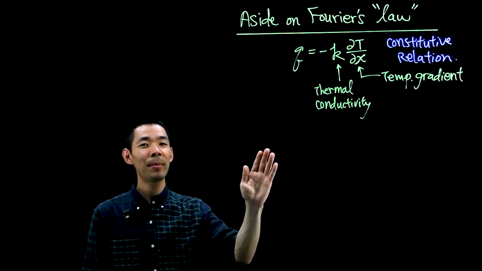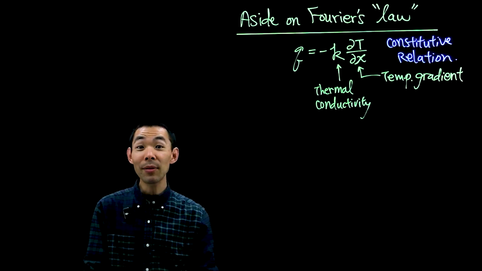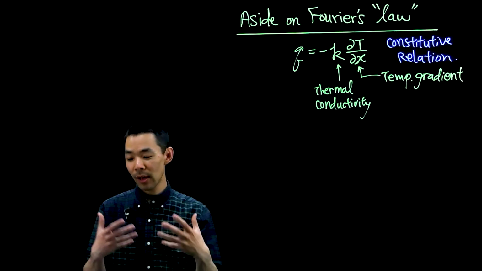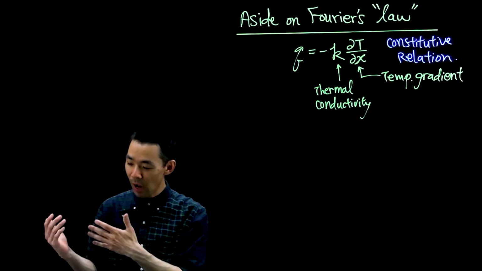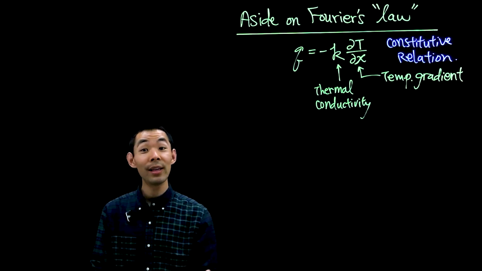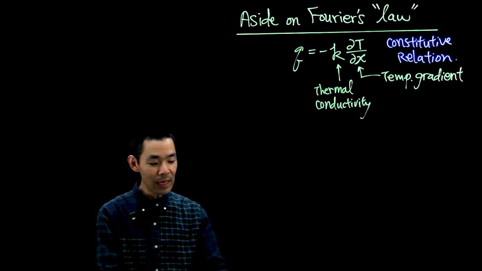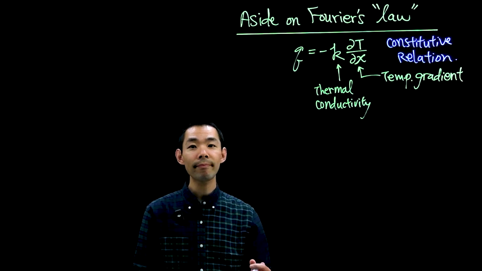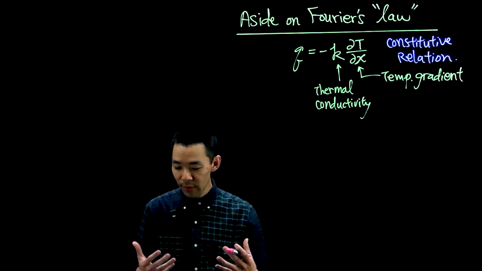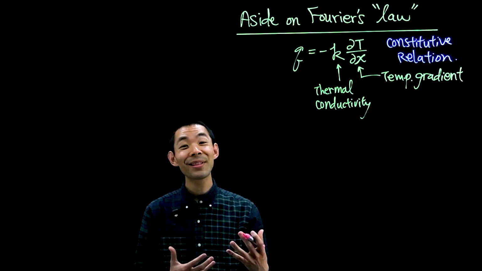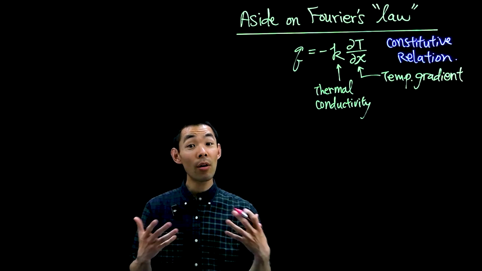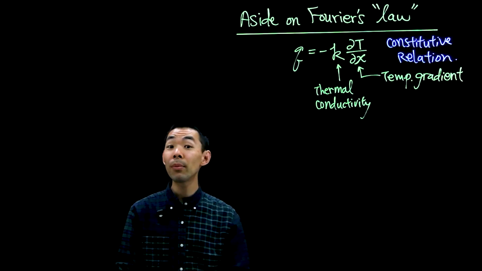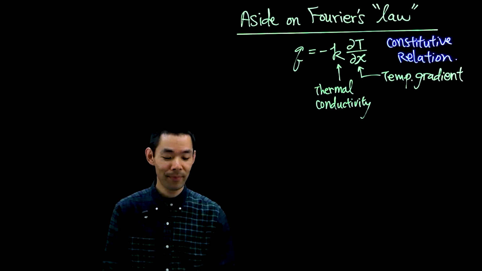Okay, so now one more comment about Fourier's constitutive relation. I wanted to talk a little bit about the thermal conductivity because it tells you something about the material properties of the system. It tells you how conductive that material is to heat. Now, when you think about the thermal conductivity, intuitively you know that metals and certain materials have a large thermal conductivity. So let me just write down a couple of thermal conductivities and we'll talk about them.